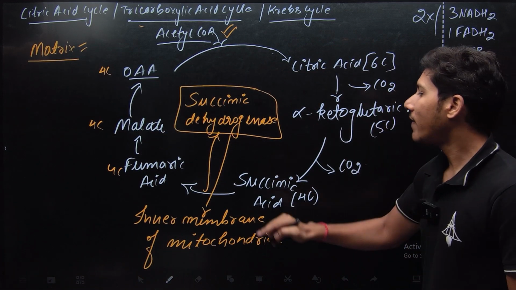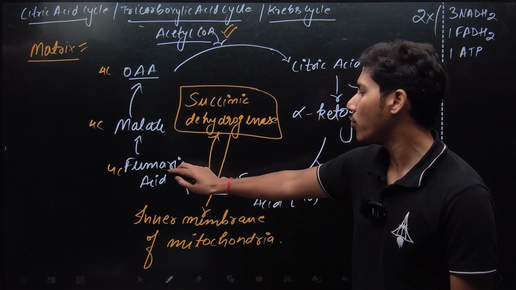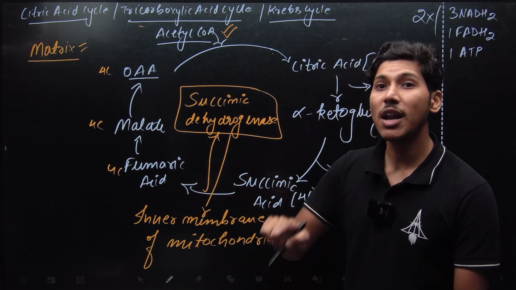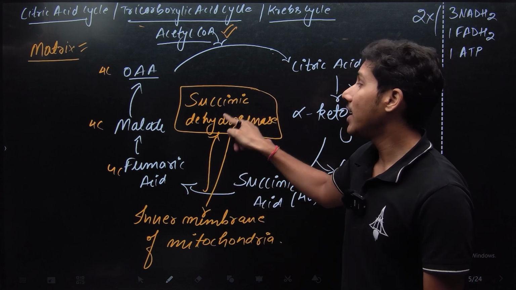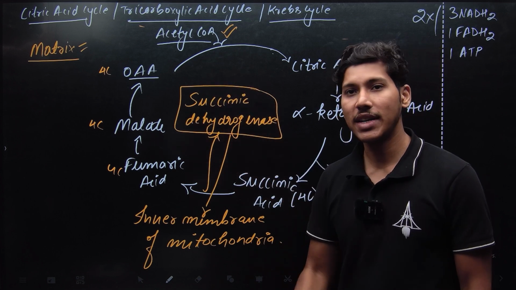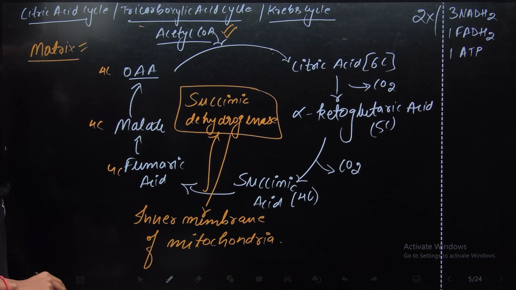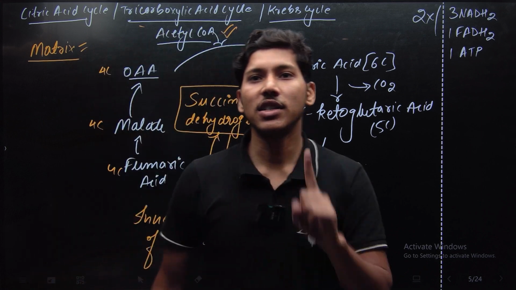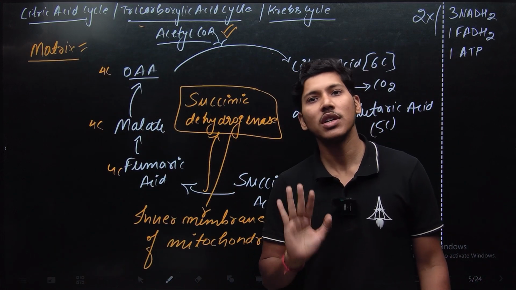Now one very important thing that I must tell you here is that this succinic acid to fumaric acid conversion occurs with the help of an enzyme known as succinic dehydrogenase. This succinic dehydrogenase is the only enzyme of the Krebs cycle which is not present in the mitochondrial matrix. It is present in the inner mitochondrial membrane. And this succinic dehydrogenase is involved in both the reactions in the Krebs cycle as well as the electron transport system.